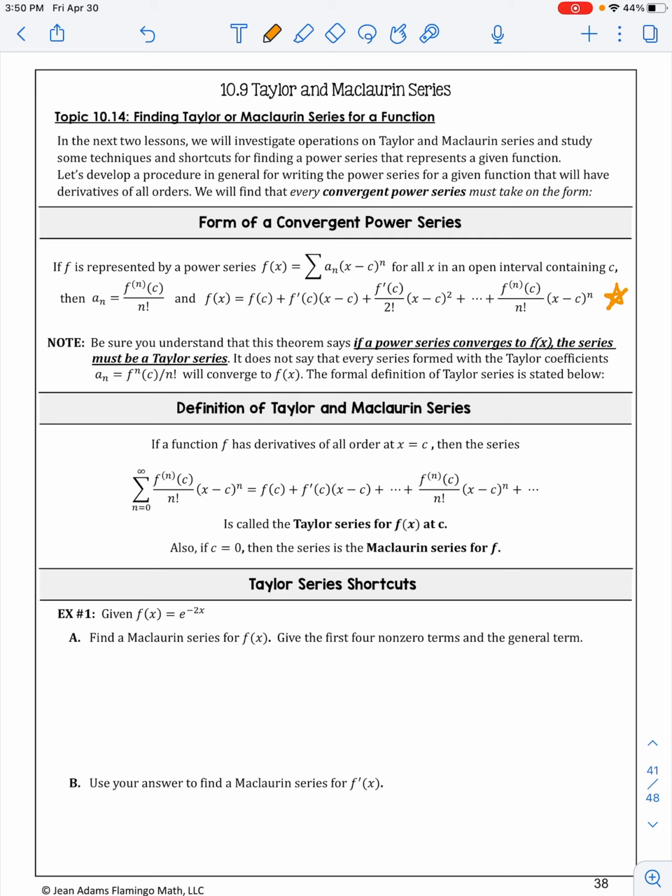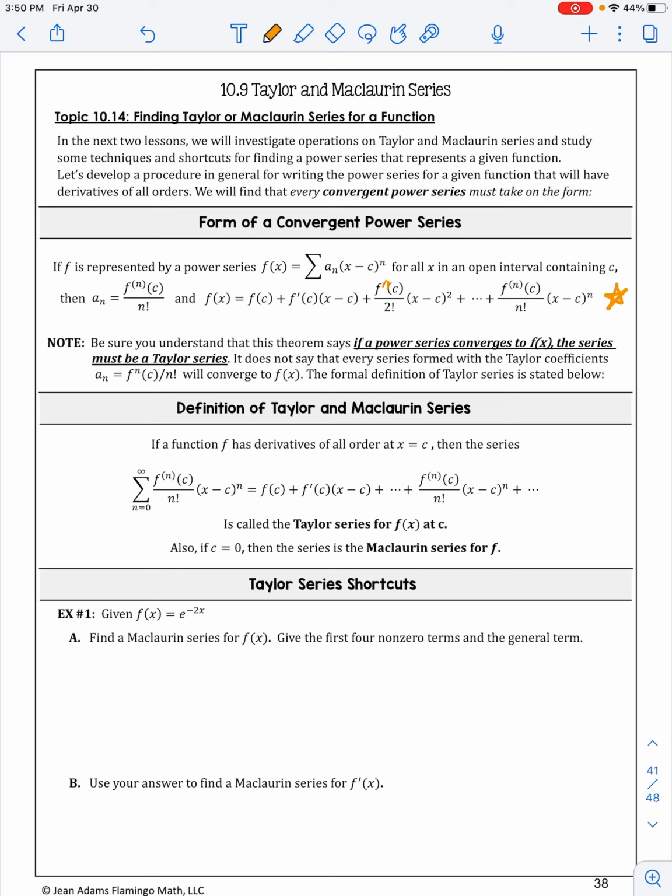If f is represented by a power series, f of x equals the summation of a sub n times x minus c to the n for all x in an open interval containing c, then a sub n equals the nth derivative of f at c divided by n factorial. And f of x equals f of c plus f prime of c times x minus c plus f double prime of c divided by 2 factorial times x minus c squared plus dot dot dot, and then the nth derivative at c over n factorial times x minus c to the n.